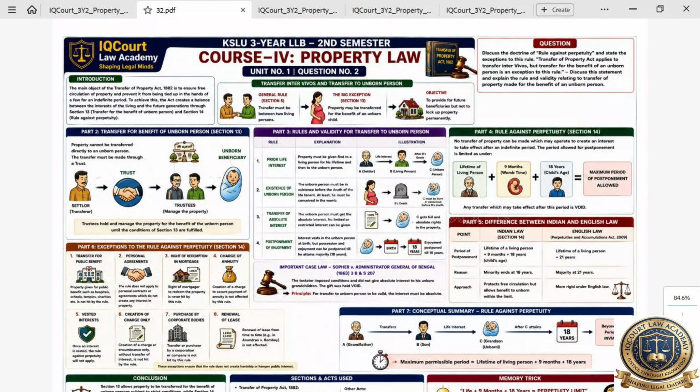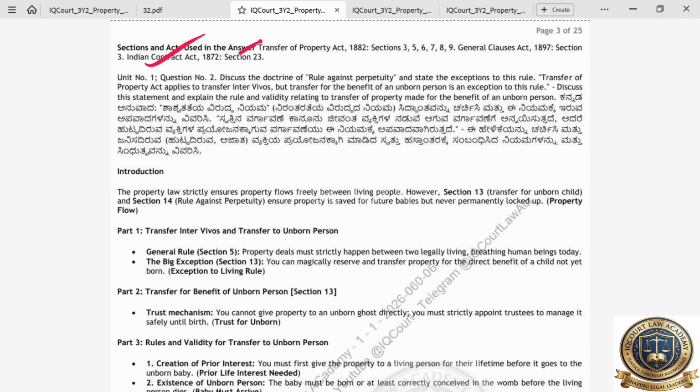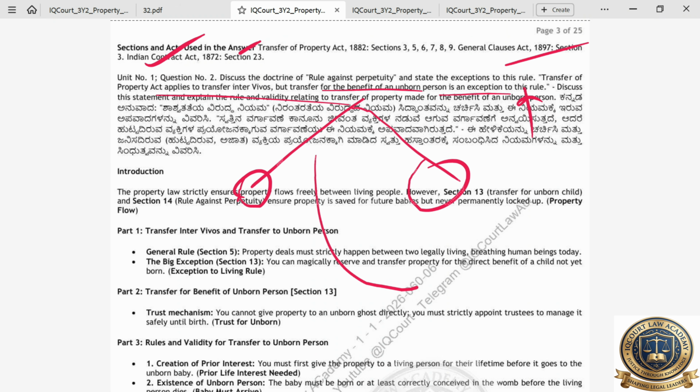Then unit number 1, question number 2. Discuss the doctrine of rule against perpetuity. State the exceptions to this rule. The Transfer of Property Act applies to transfers between living persons, but transfer for the benefit of an unborn person is an exception to this rule. Property should be transferred only between living persons, right? But there is an exception. You can also transfer to an unborn person. This is an exception, and they will ask you to explain.